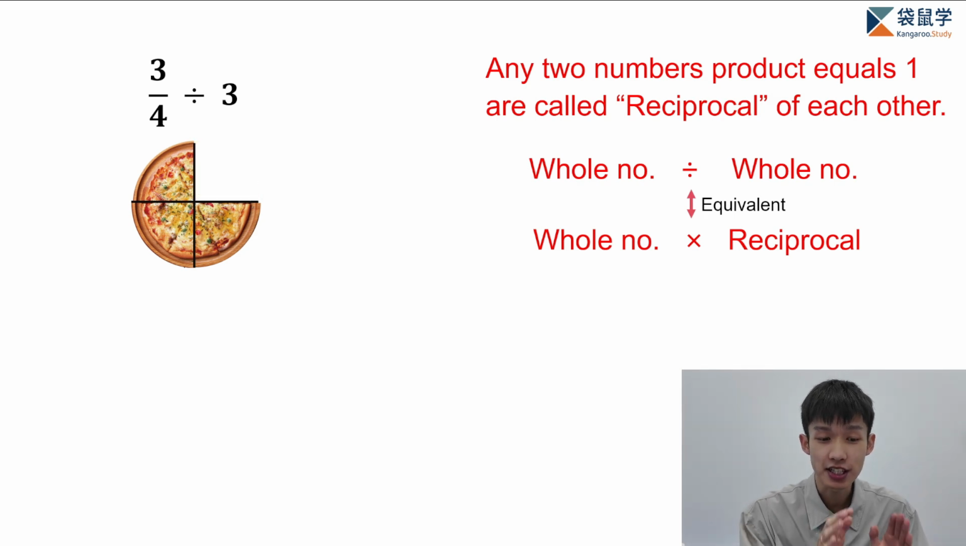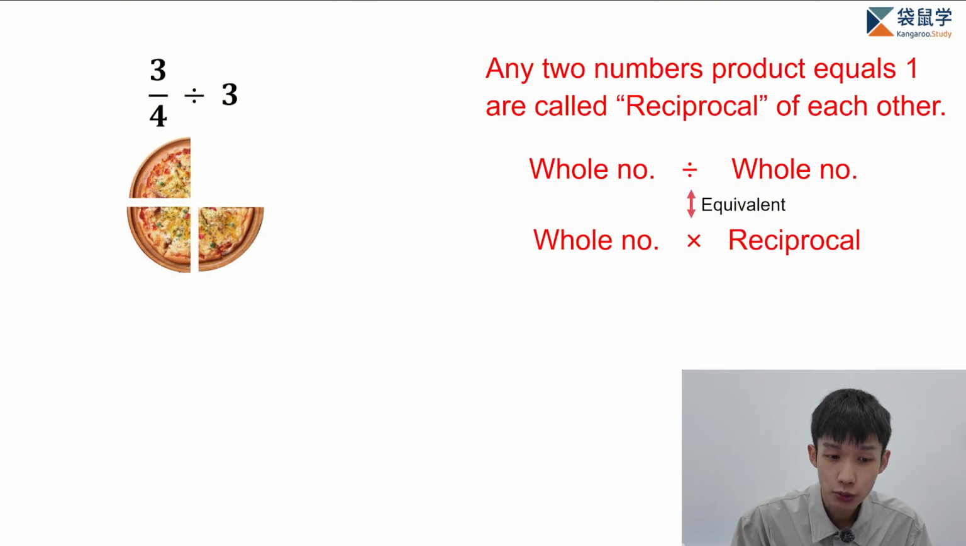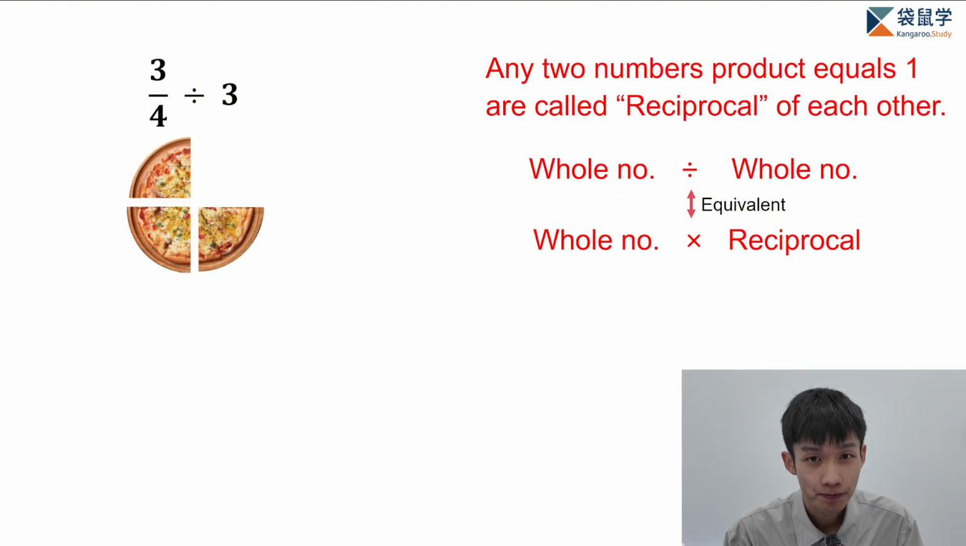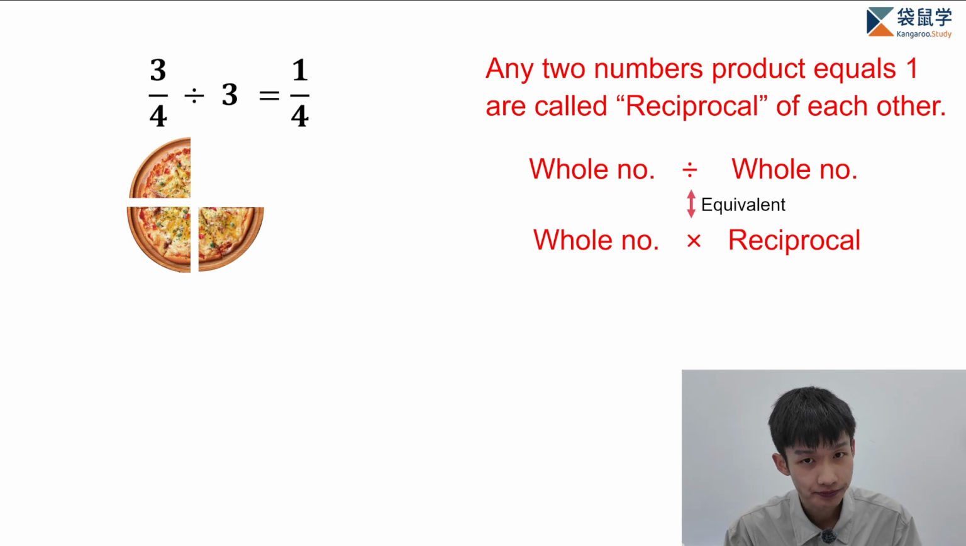And for this existing pizza, I need to distribute it to 3 students. That's the meaning of divided by 3. From there, we can see every student will get a fraction of a pizza. In this case, every student will only get 1/4 of a pizza. So the answer is just 1/4.